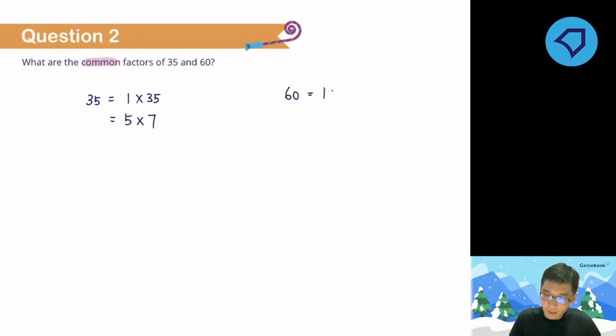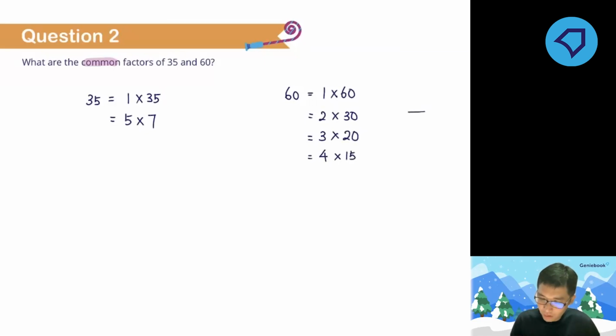Same thing. I know 1 and itself will definitely be the factors. 2, yes. Okay, so 2 multiplied by 30 would give me 60. So 2 and 30 are the factors of 60. How about 3? 3 multiplied by what? Very good. 3 multiplied by 20 gives us 60. How about 4? Is 4 a factor? Yes, Caroline, I can see your answer.